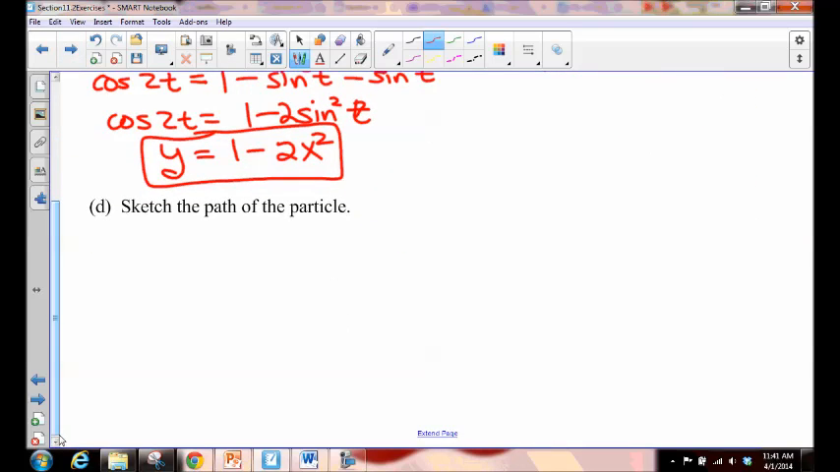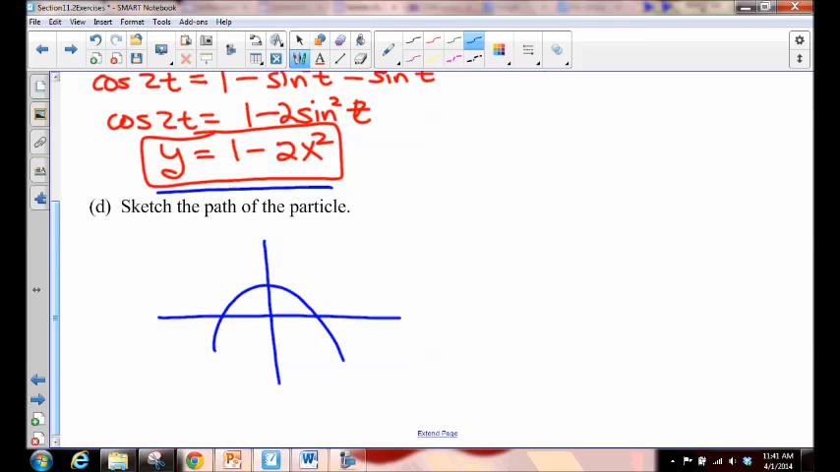The last part of this problem asks us to sketch the path of the particle, and you can either use the parametric mode on your calculator and use the original equations, or you can use your answer to part C. And when we do that, we've got a parabola that's concave down, that's centered at the origin. And so that will be the path of the particle.